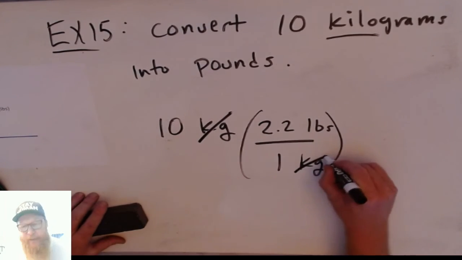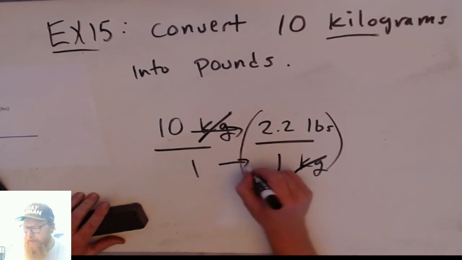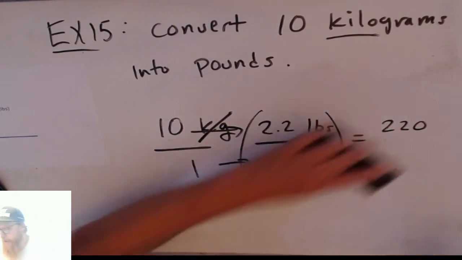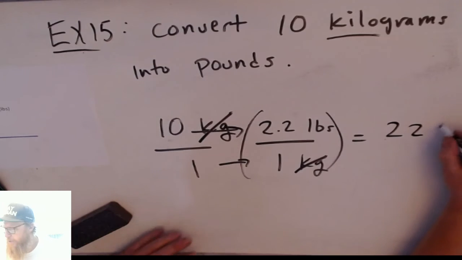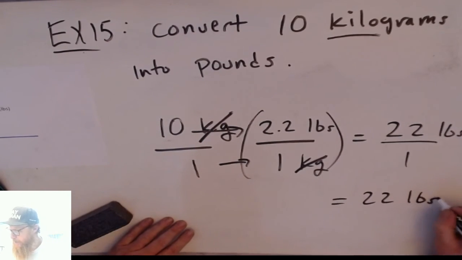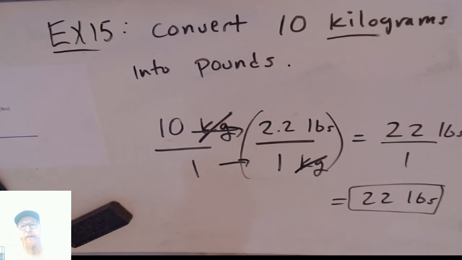All right. Kill the kilograms, multiply straight across. You're going to get 220. Sorry, not 220. 22 pounds. Again, over 1. So it's 22 pounds. I didn't even use the calculator on that one because you're multiplying by 10.